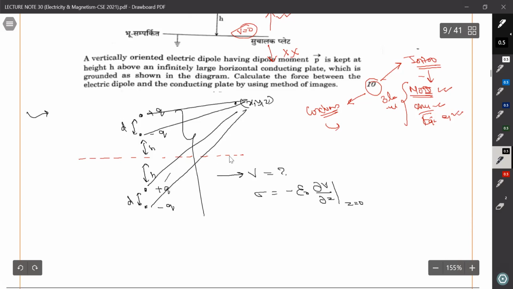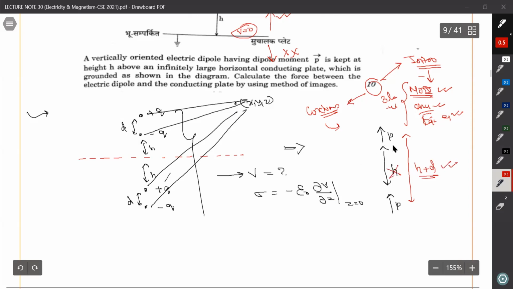So P is given here, right? P is the dipole moment. So this is equivalent also to this dipole. So we have one dipole P here, and at distance H, here you will have P, right? But you will consider this distance center to center. That will again be H plus D. So you have to work between these two dipoles. If you can find the interaction between two dipoles separated by a distance H plus D, you can solve this question.